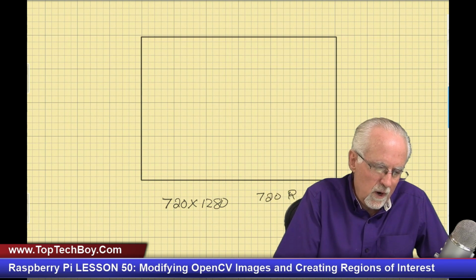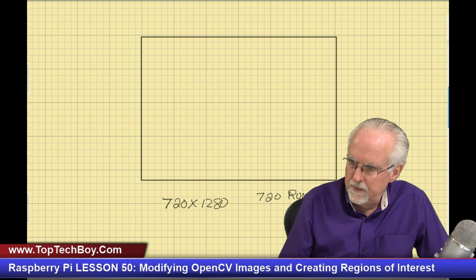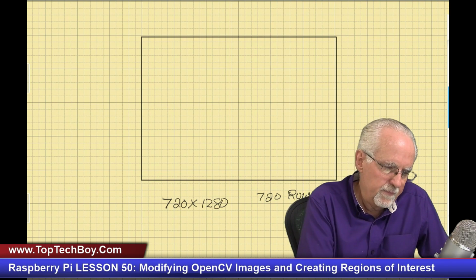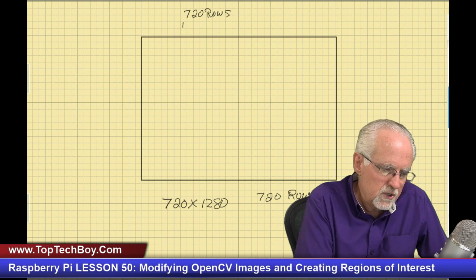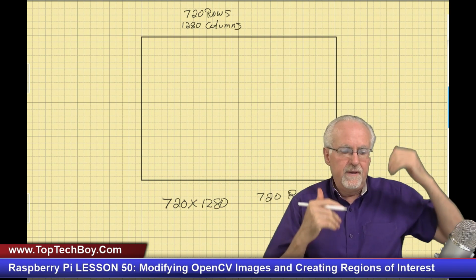So that was 720 rows and 1280 columns. Let me get a little further out of your way. That sort of makes sense because the picture is wider than it is tall.